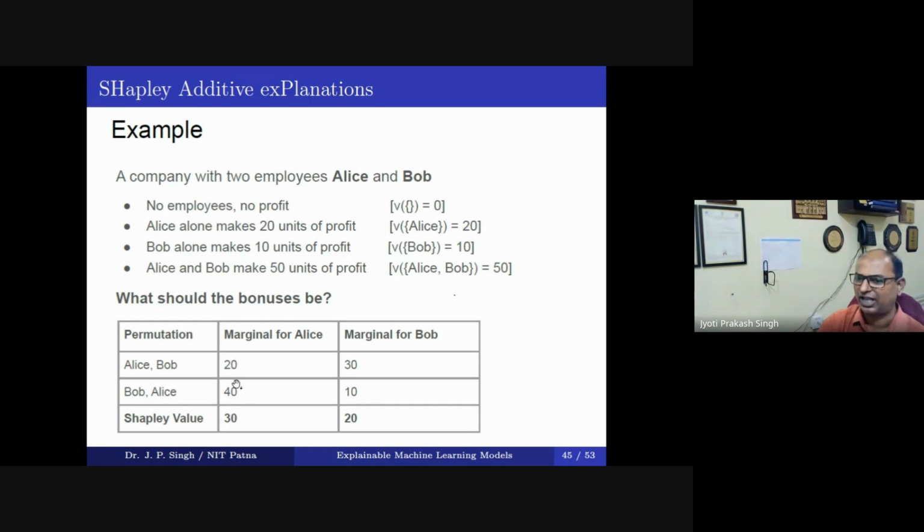And if you take the average of this, you will find out that the marginal for Alice will be 30 and the marginal for Bob will be 20. So out of this 50, you can say that Bob's margin is 20 and Alice's margin is 30. So that's a way he introduced in 1953. Now the question is, how can we use this to explain something? Yes, how we can explain it.